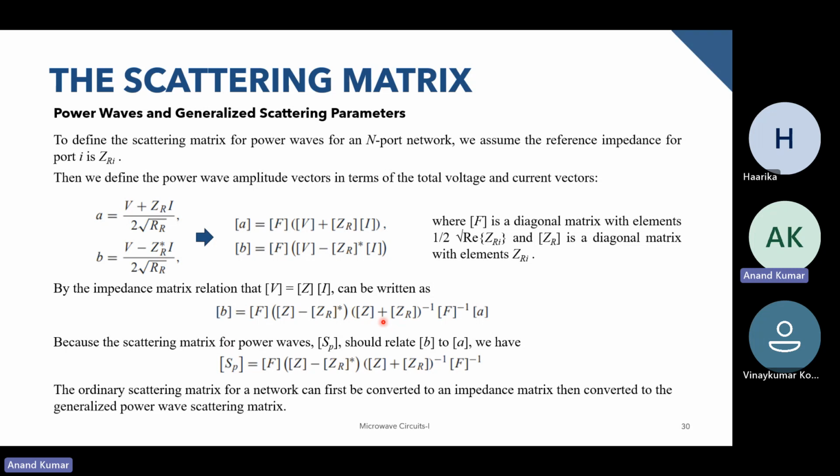where we were calculating them as a ratio of incident and reflected voltages, and for that we were making open circuits or short circuits. So to find out this matrix, the procedure will be different.